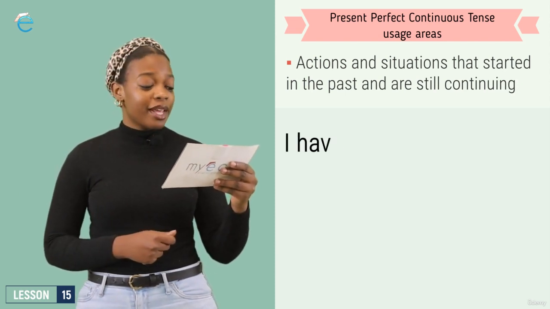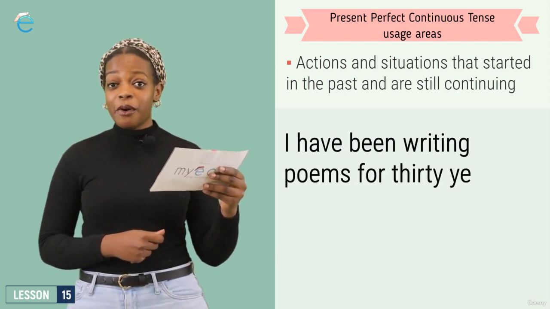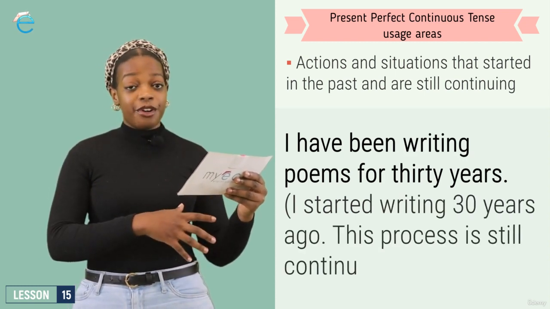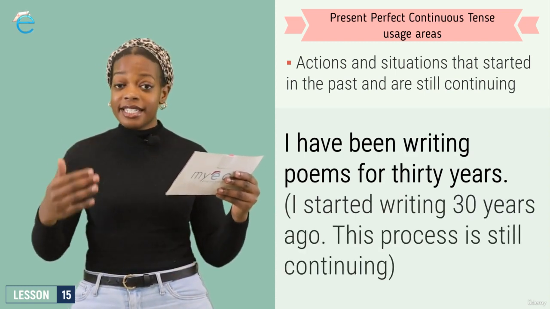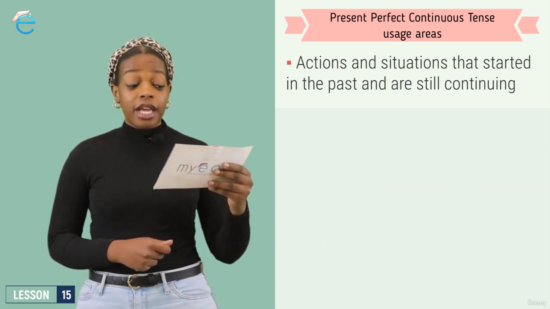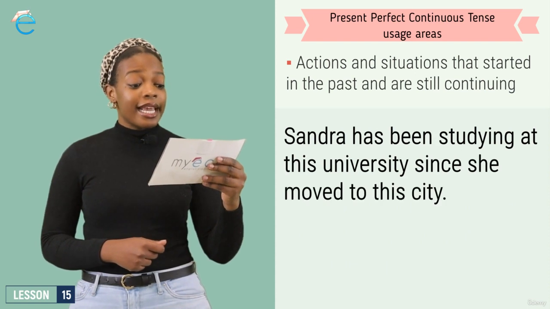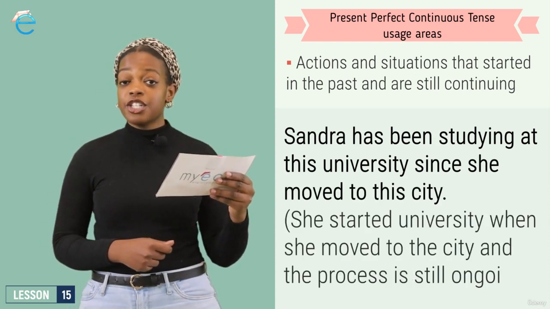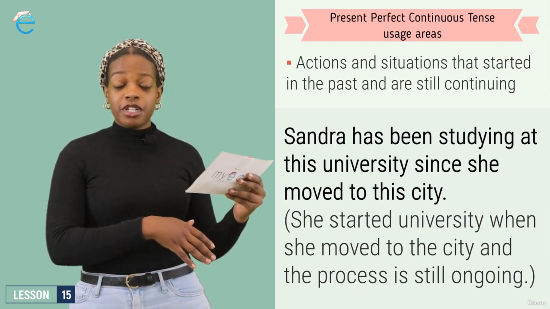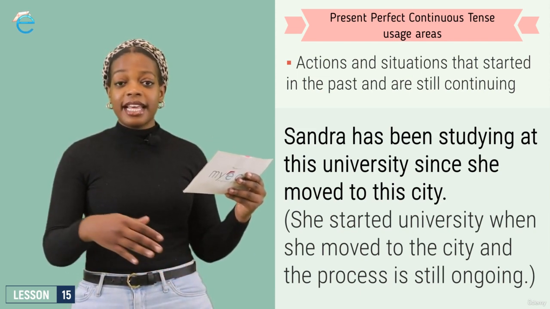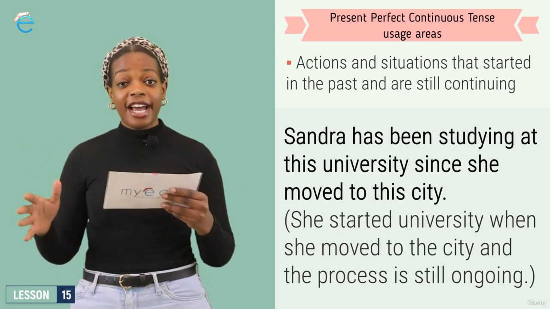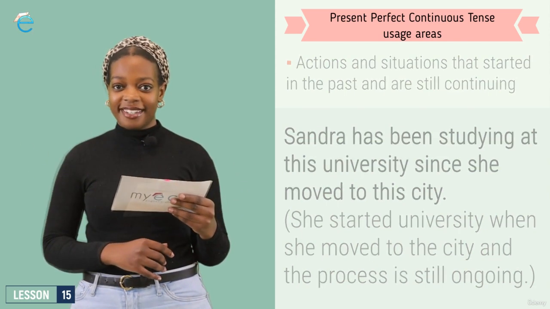For example, I have been writing poems for 30 years. I started 30 years ago and it is still continuing today. Another example, Sandra has been studying at this university since she moved to this city. Sandra moved to this city and since then she has been studying continuously at that particular university.